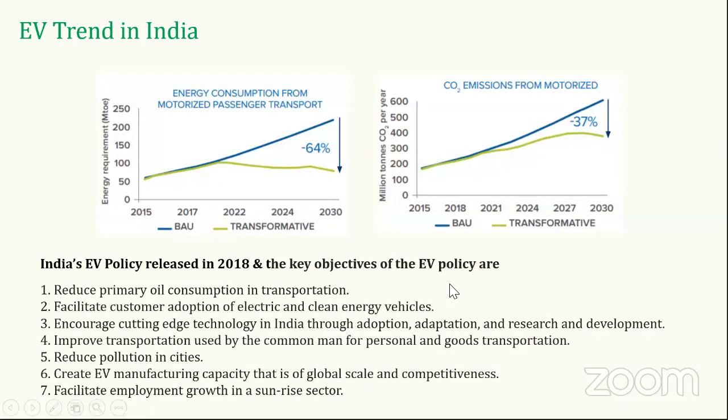Yeah, thank you. And this is another important slide for us to note. So what if EVs don't take up? For example, what you see are two important graphs. One is if I don't do anything, which is called BAU, which is nothing but business as usual. Transformative is what if I follow the electric vehicles path?